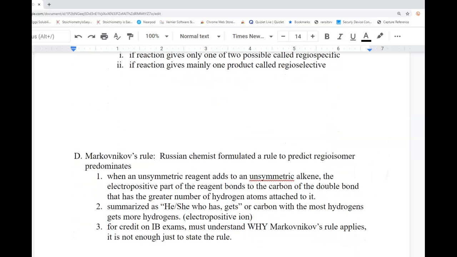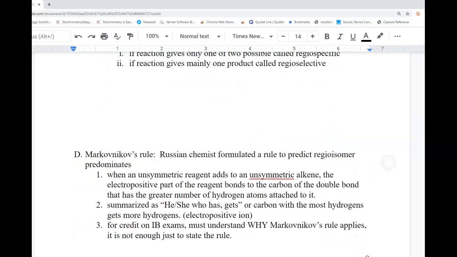Okay, but we do have a rule that applies to this situation. The name of this guy, who is a Russian chemist, is Markovnikov. In Markovnikov's rule, we need to have two unsymmetric or asymmetric reactants or reagents. So here is a good example.